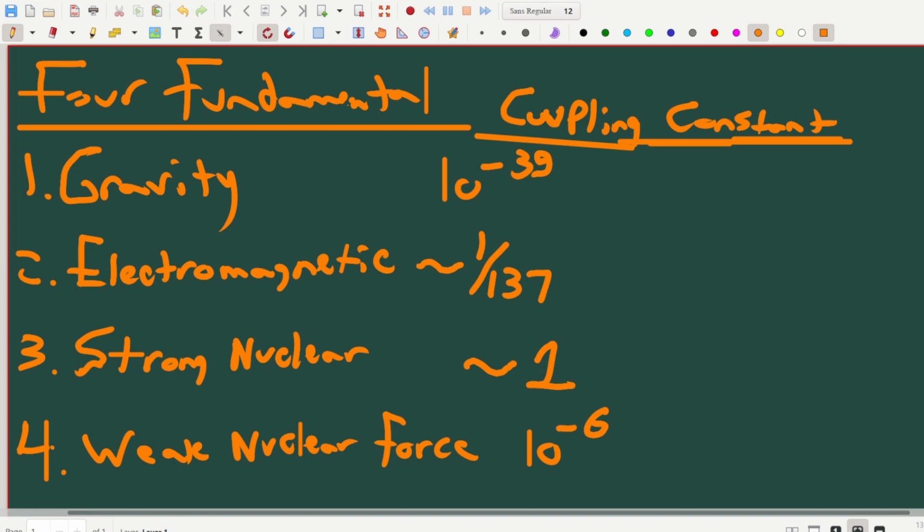These are strengths, but the force has to be carried by something. You have to have an object that carries the force from one position to another. Think about the electromagnetic force. You have an electron and a proton, and they're at a distance from each other. They're not colliding, they're separated, but there is some attraction between them.